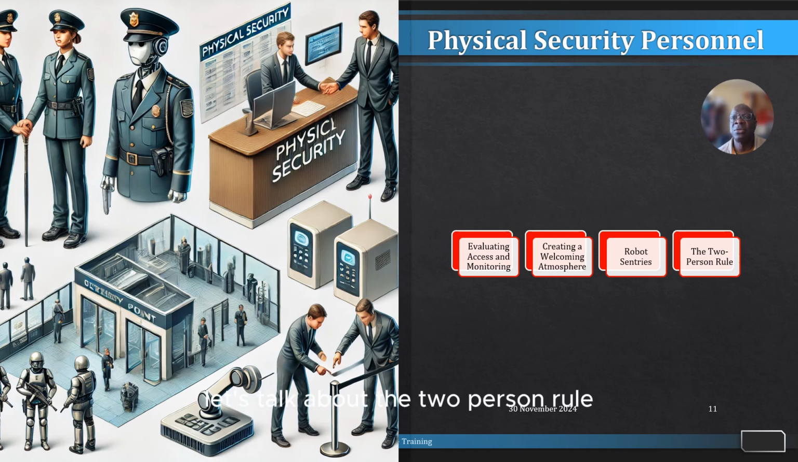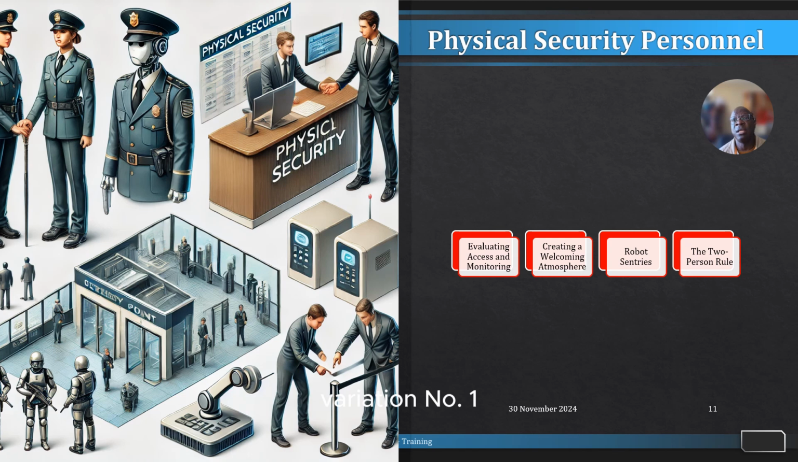Let's talk about the two-person rule. For extra security in highly sensitive operations, organizations use the two-person rule to add layers of protection. The rule has two variations.